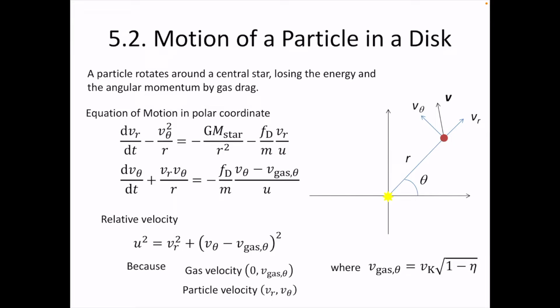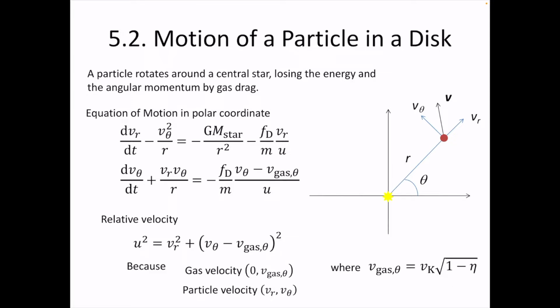Hello everyone. In this section, we are going to study the motion of a particle in a disk. We will write the equations of motion for a solid particle in a disk and solve them to find the orbital change of the solid particles. As I explained, the gas drag force is acting on a solid particle in a disk due to the different rotational speed. A particle rotates around central stars, losing energy and angular momentum by gas drag.